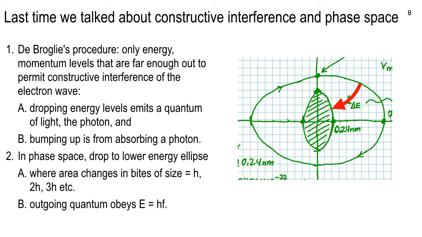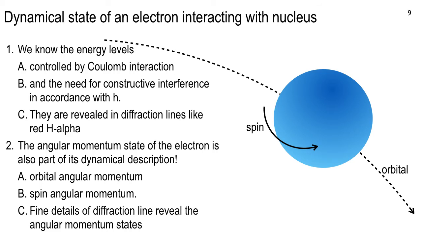Now, that's what we talked about last time. I want to talk with you now about the dynamical state of an electron. All right? And this is going to lead us into the periodic table.